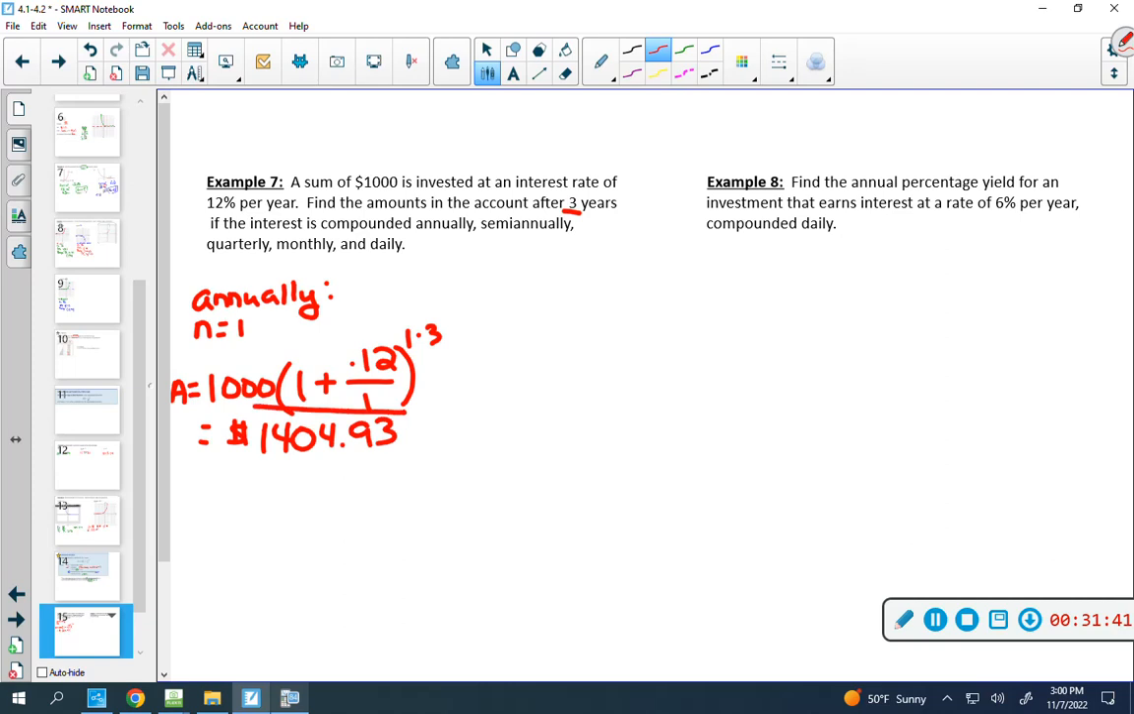Okay. So, I mean, not too shabby. After 3 years, we started with 1,000. This is what you would have after 3 years. So you made in profit almost $405. I can live with that.